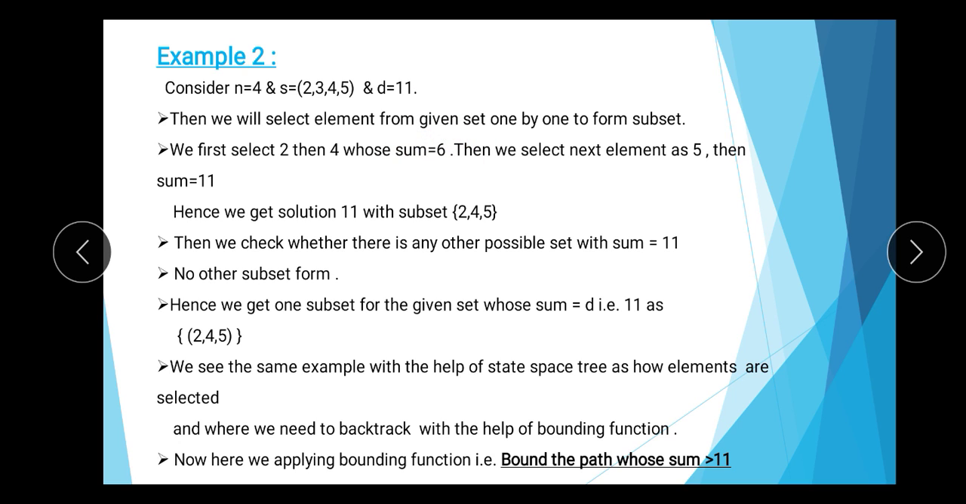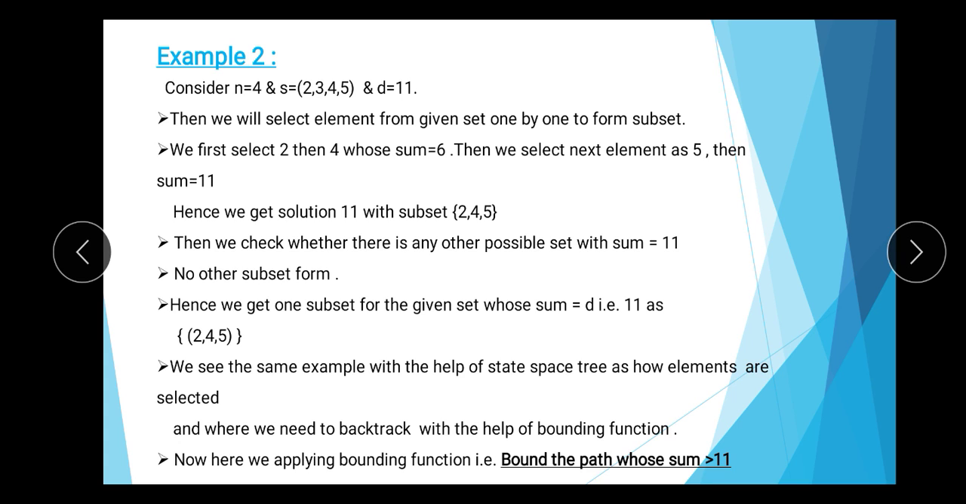Now we select such an element which gives us the value 11. So we select the next element, 5, whose sum is equal to 11. Hence we get the solution 11 with the subset 2, 4 and 5. That means we form the first subset with the 3 elements 2, 4, 5. Then we check whether there is any other possible subset whose sum is equal to 11. With this number of elements, no other subset is possible. There is only one subset, with the elements 2, 4, 5, which gives us the sum equal to 11.